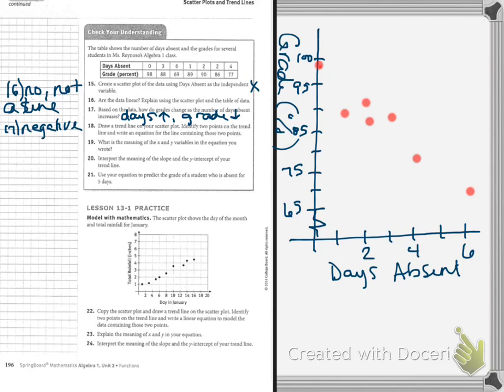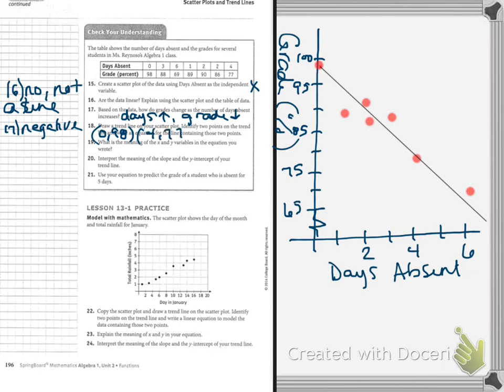Draw a trend line on your scatter plot. So again, that is going to be our kind of estimate line. You can use that 98 if you like. I've got about 3 on both sides. I'm hitting 2 of them. Identify 2 points. So I happened to hit 0, 98. And what is that? 4, 77.